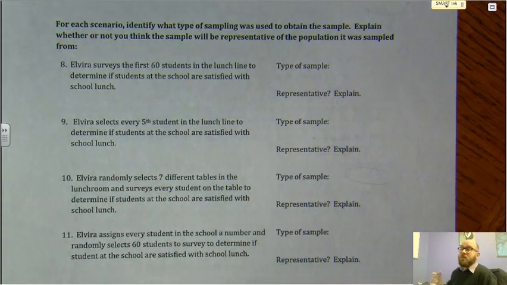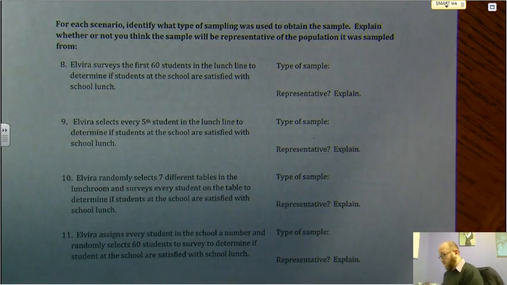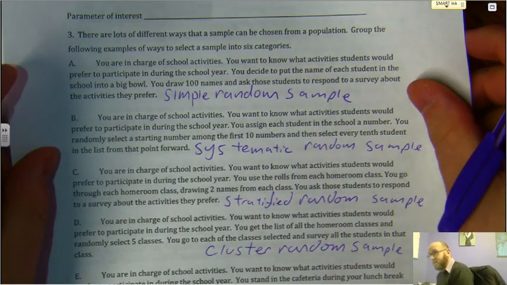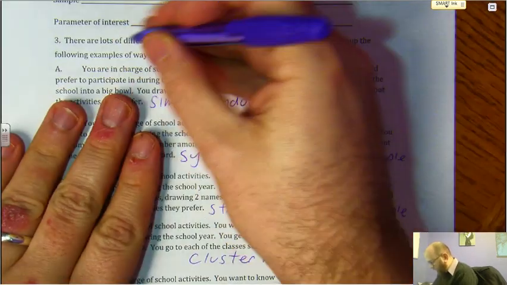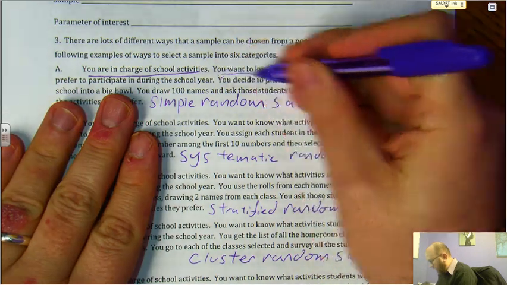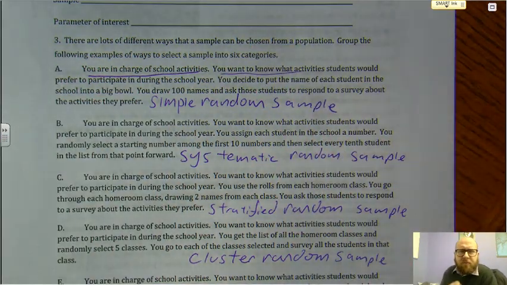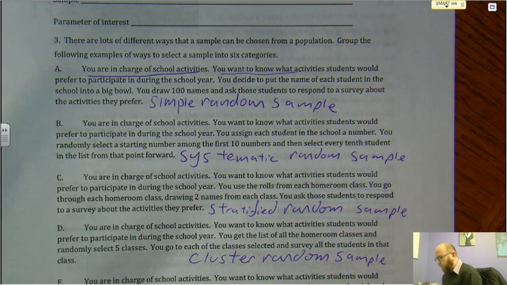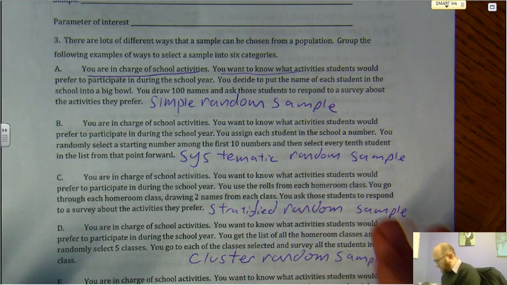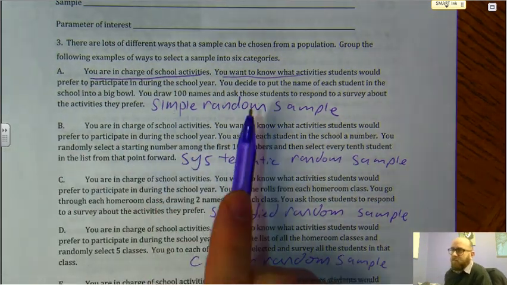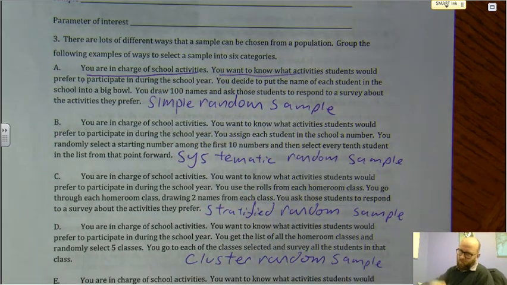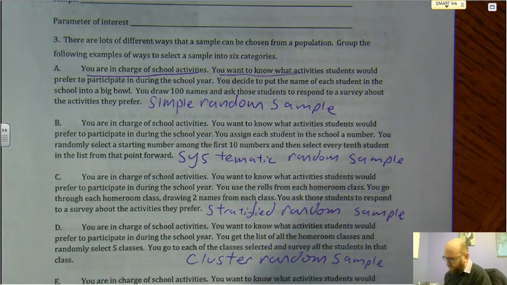So this refers back to the class lesson where we looked at this thing here, right? We had you're in charge of school activities and we want to know, and there were all these different ways. And it's worth giving some vocabulary to each of these sections. Last time we may have just read over them just to kind of understand what's alike and what's different. But for our first one, A, this is called a simple random sample. When we reach into the bowl, when we pull out a name, simple random sample.